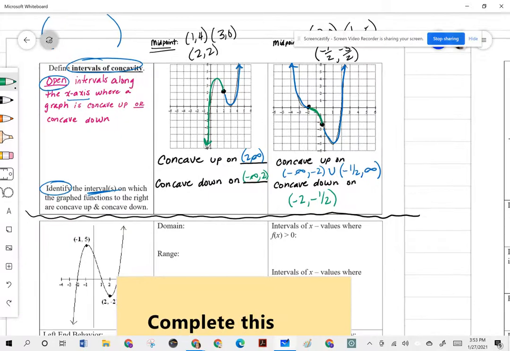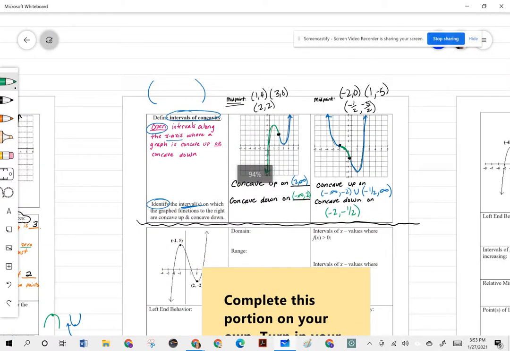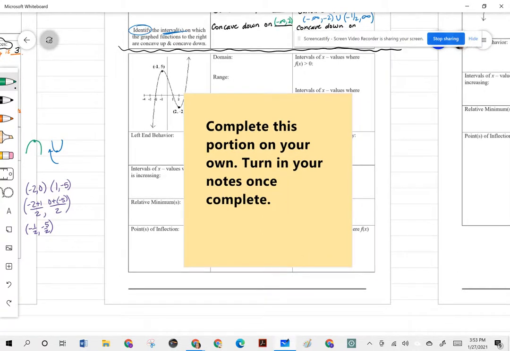All right. And so come prepared with questions. You will need to complete this portion on your own and then turn in the notes once complete.